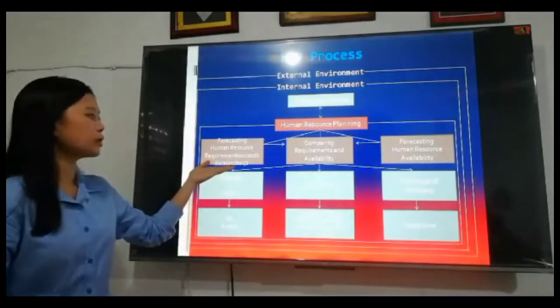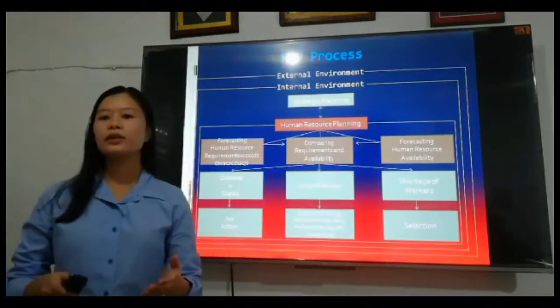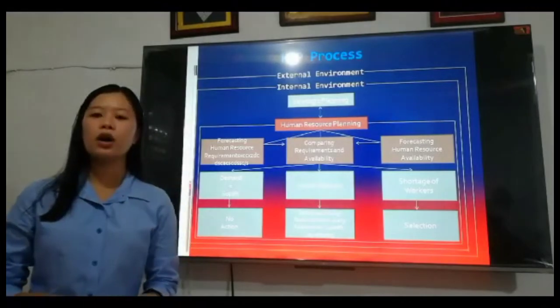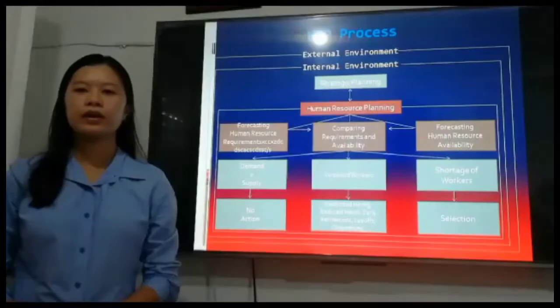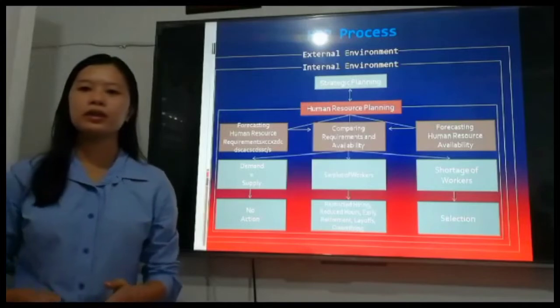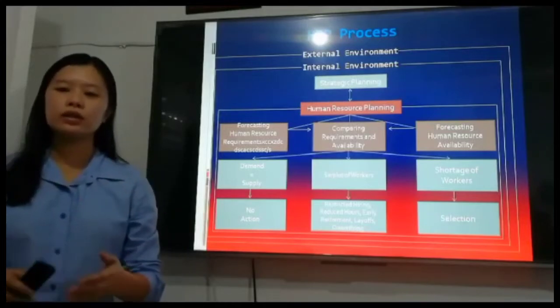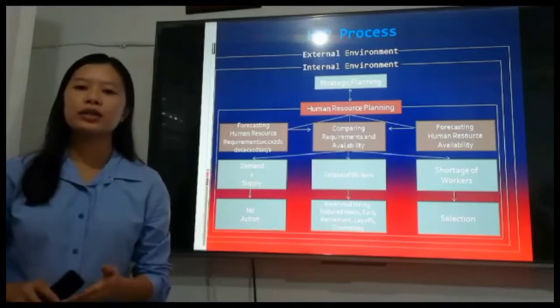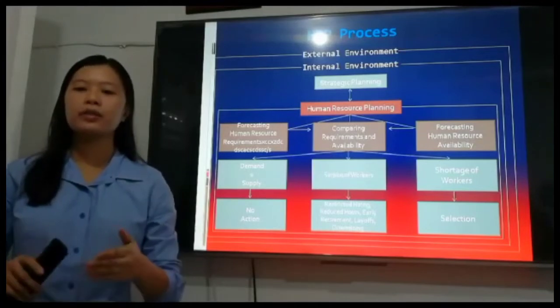Forecasting human resource requirements involves determining the number and type of employees needed by skill level and location. In order to forecast availability, the human resource manager looks to both internal sources, which are presently employed employees, and external sources, which is the labor market.